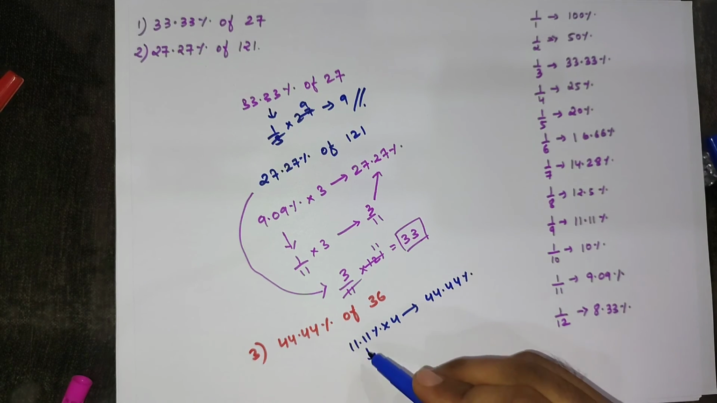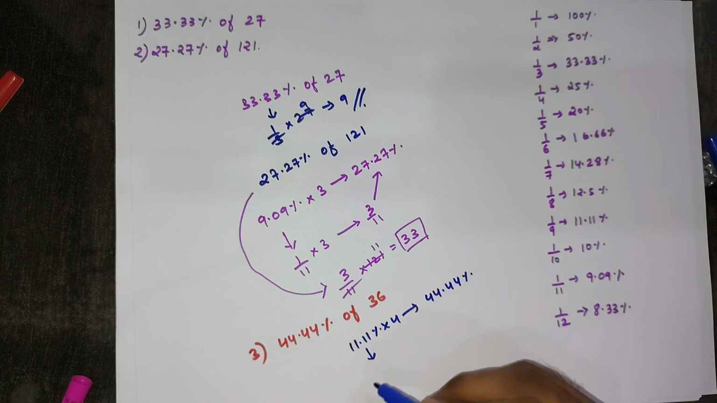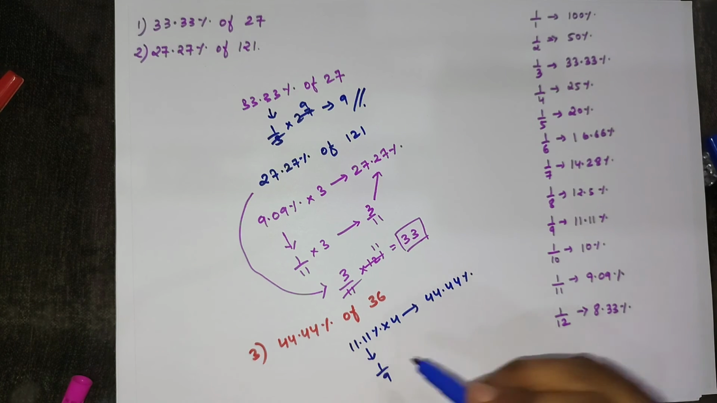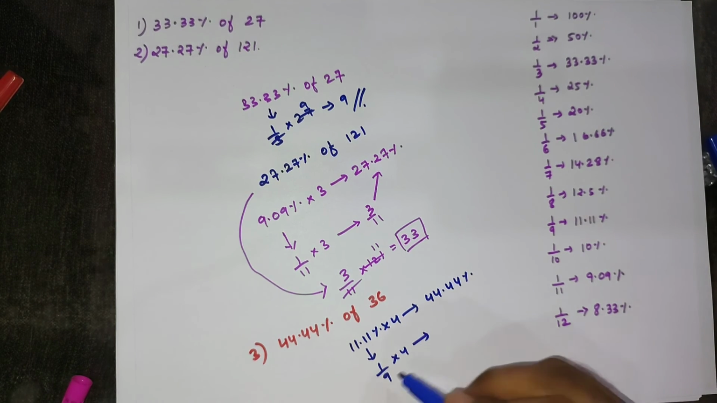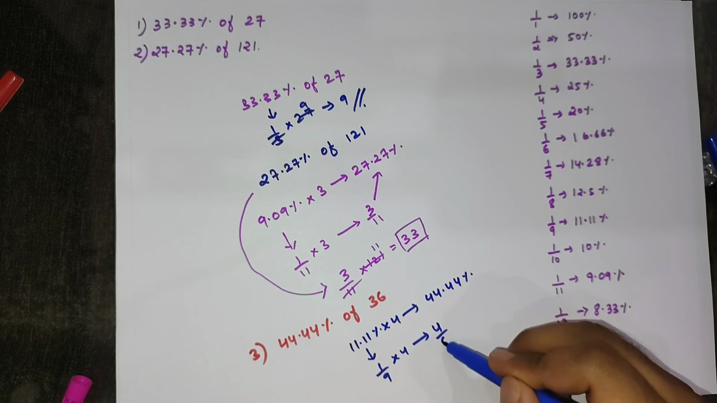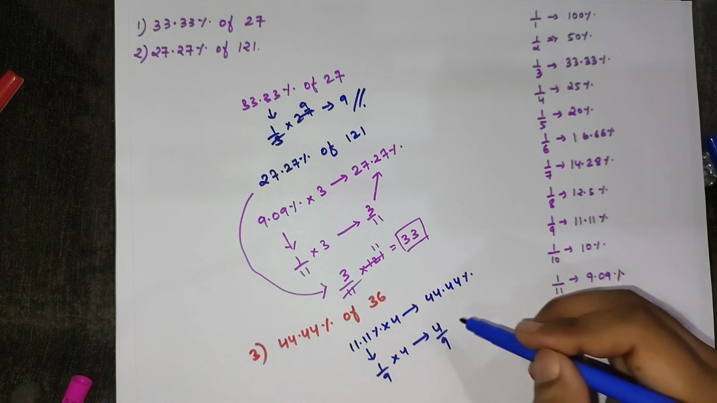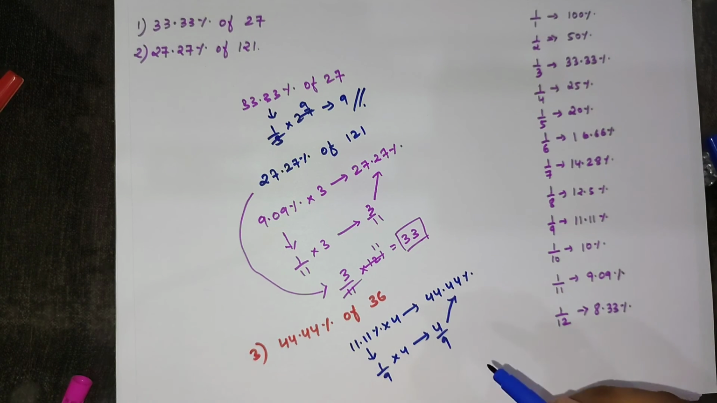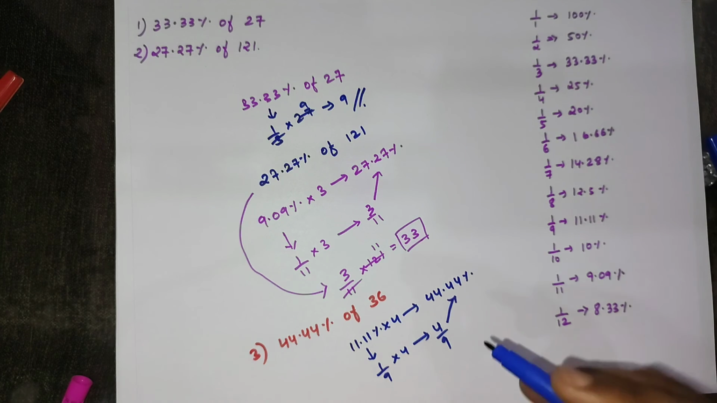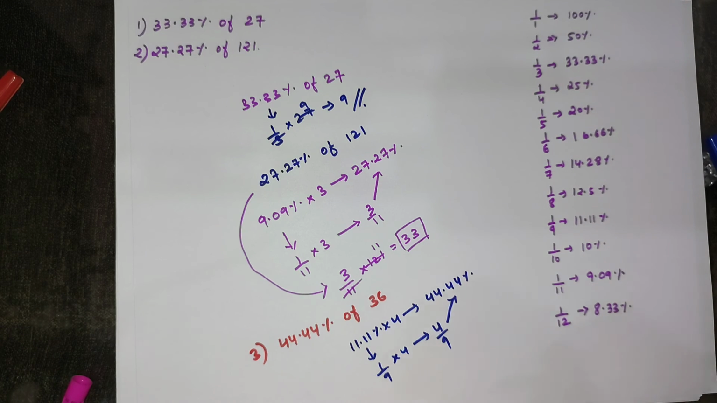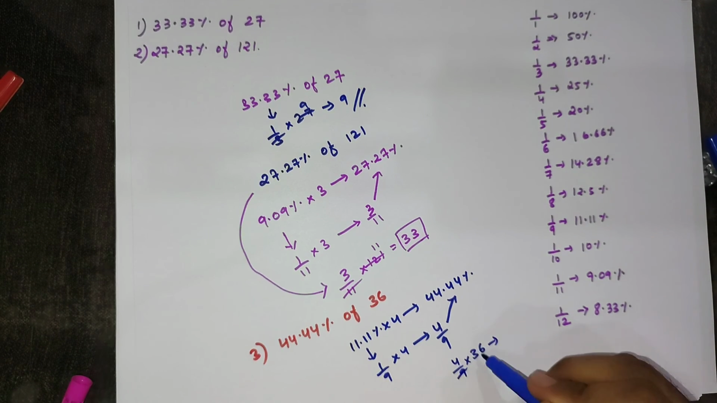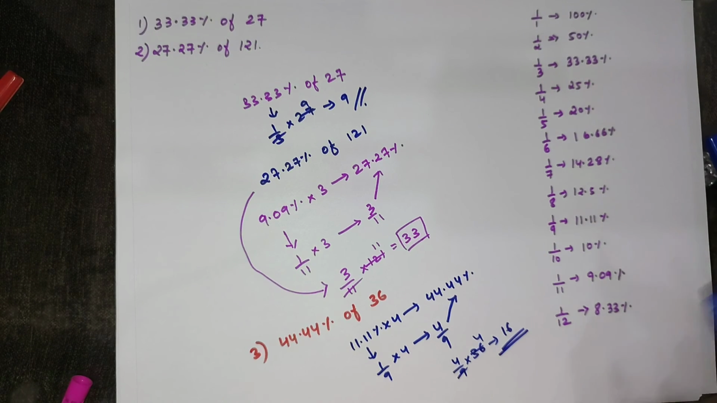So we can say that 11.11% is equal to 1 by 9 in terms of fraction. Now if we multiply by 4, it will be 4 by 9. Now 4 by 9 is the value of 44.44%, that is something we knew. Now we can solve this. 4 by 9 into 36: 9 fours are 36, so 4 fours are 16. So this is the answer.